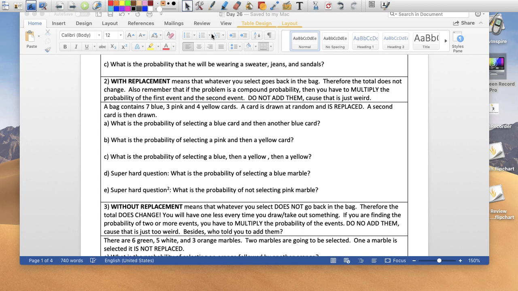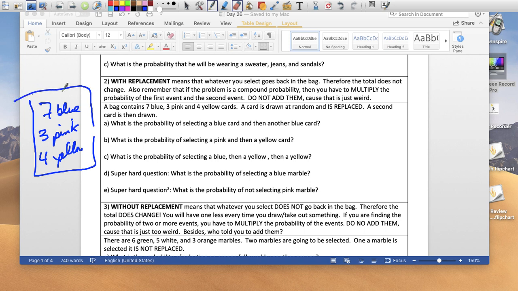Okay, so a bag contains, and let me write this down, 7 blue, 3 pink, and 4 yellow cards. A card is drawn at random and is replaced. So you're going to take a card out of this bag, look at it, and put it back inside. So now we have a total of 7, 10, 14 total. There will always be 14 total because we're always returning whatever we take out back in.